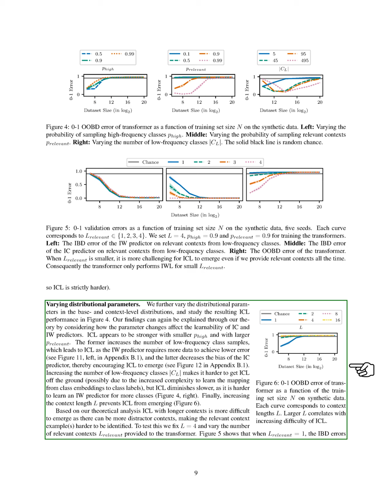However, increasing the number of low-frequency classes makes it harder for ICL to develop, although it diminishes more slowly due to the complexity of learning mappings for more classes. We also find that longer context lengths hinder ICL emergence because they introduce more distractions, making it harder to identify relevant examples. To test this, we fix the context length and vary the number of relevant contexts.